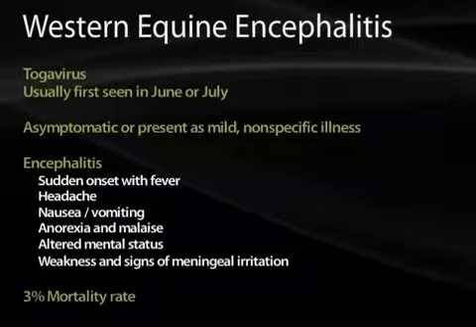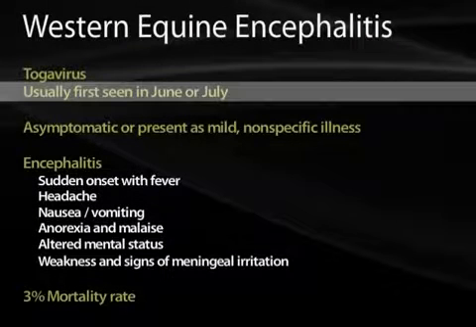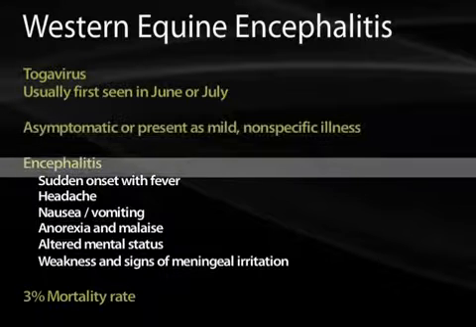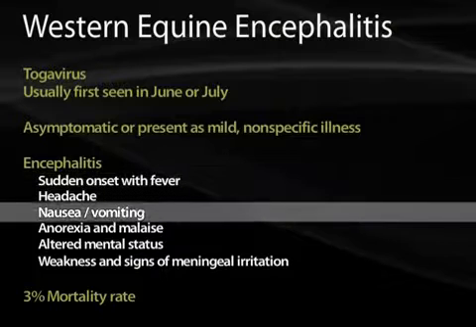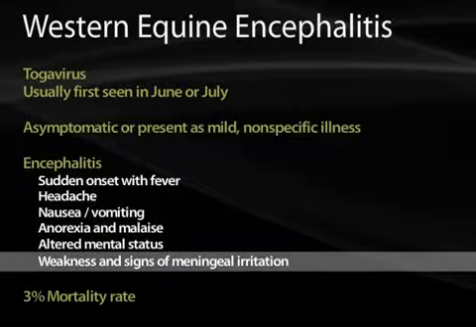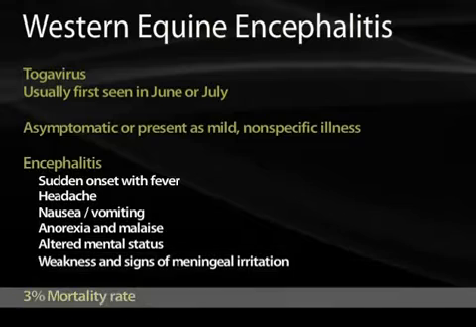Western equine encephalitis is very similar. It's usually seen in the first of June or July. It's asymptomatic or presents as a mild nonspecific illness. The encephalitis has a sudden onset of fever, headache, nausea, vomiting, anorexia, malaise, altered mental status, weakness, and signs of meningeal irritation. There's a 3% mortality rate.